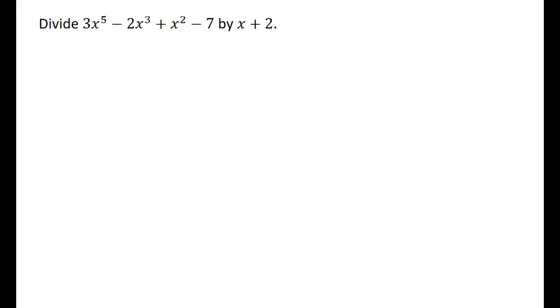And let's do one more just to make sure we have the process down. So I'm dividing by x plus 2, which means I'm going to put -2 over here. I'm going to put my coefficients out here, including ones that are missing. I'll replace those terms with 0. So I'm going to have 3x to the 5th, 0x to the 4th, -2x cubed, 1x squared, right? And 0x and -7.